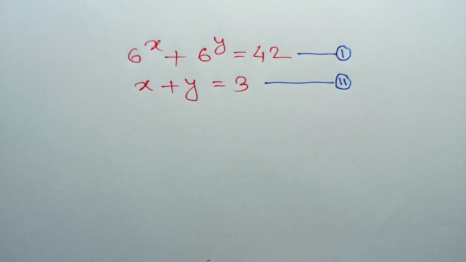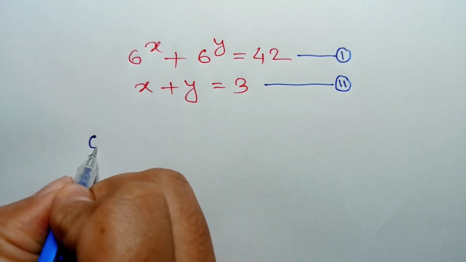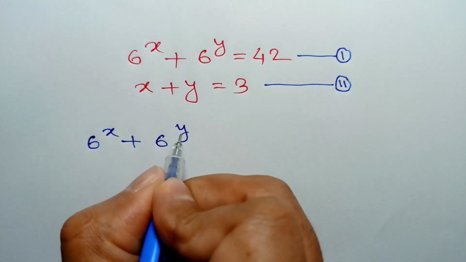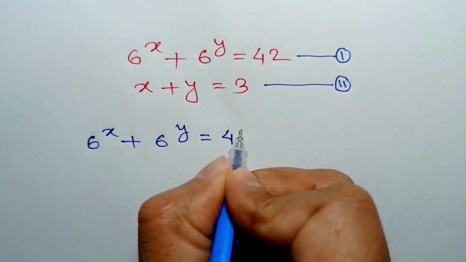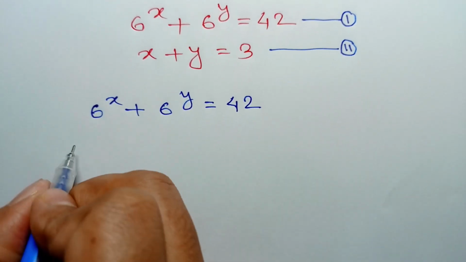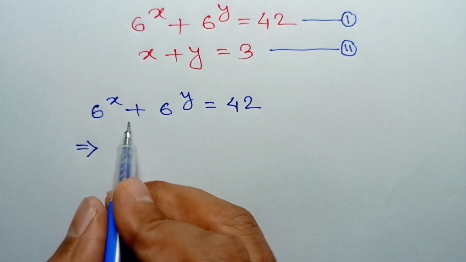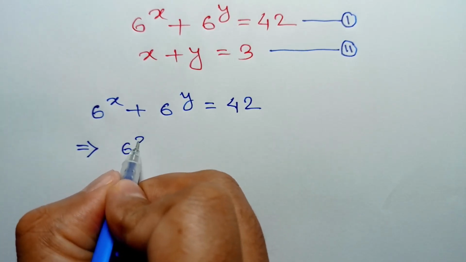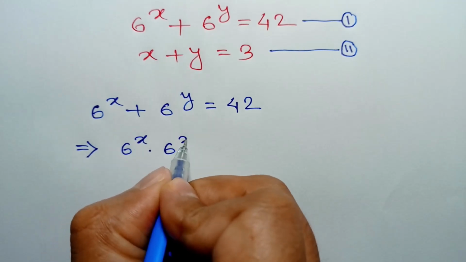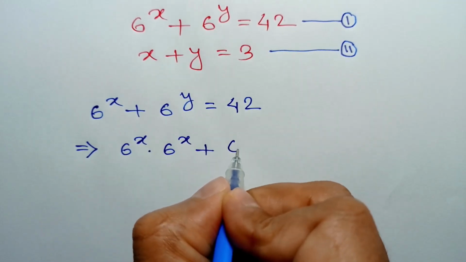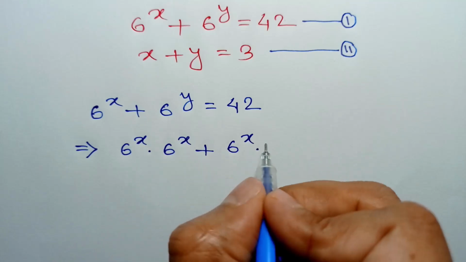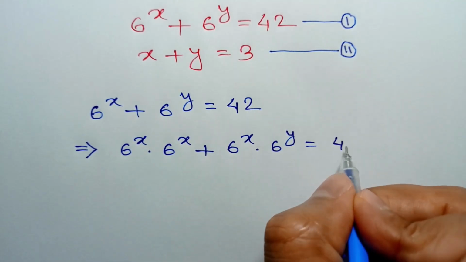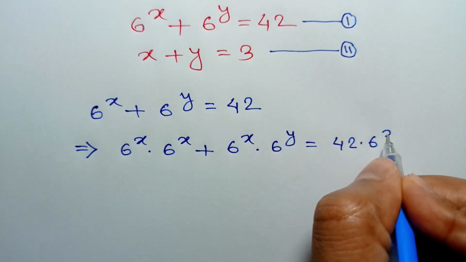Now from equation 1 we can write 6 to the power x plus 6 to the power y is equal to 42. Multiplying both sides by 6 to the power x, we can write 6 to the power x times 6 to the power x plus 6 to the power x times 6 to the power y is equal to 42 times 6 to the power x.